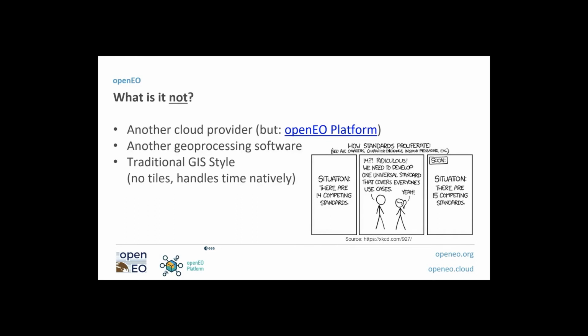What is it not? Well, it's not specifically another cloud provider. I mean, there are implementations out there, of course, for example, openEO platform, but it's not like a single one, right? Everyone can implement this API and processes on their existing stack of tools that they have. It's also not another geoprocessing software, of course, and it's not using the traditional GIS style where you have files and tiles and where you need to figure out how to combine them. It also handles time natively.